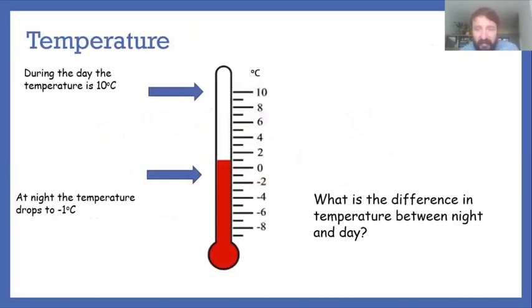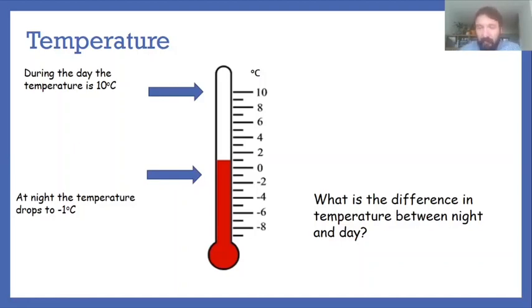We have, what is the difference in temperature between night and day? So during the day, the temperature is 10 degrees. At night, the temperature drops to -1. Now I'm going to take my highest value there. I'm going to have my 10 degrees. I'm going to go all the way down to 0, which I know that jump would be a jump of 10. And then from 0 to -1, then I know that is a jump of 1.